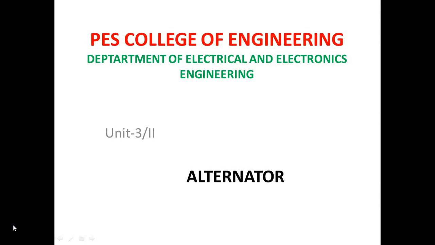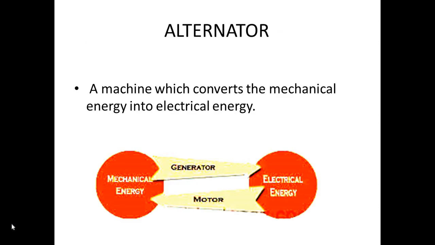Let us understand the concept of alternator. The device which converts mechanical energy into electrical energy is called a generator, and the device which converts electrical energy into mechanical energy is called a motor. Now let us understand the definition of alternator. Alternator is a machine which converts mechanical energy into electrical energy.